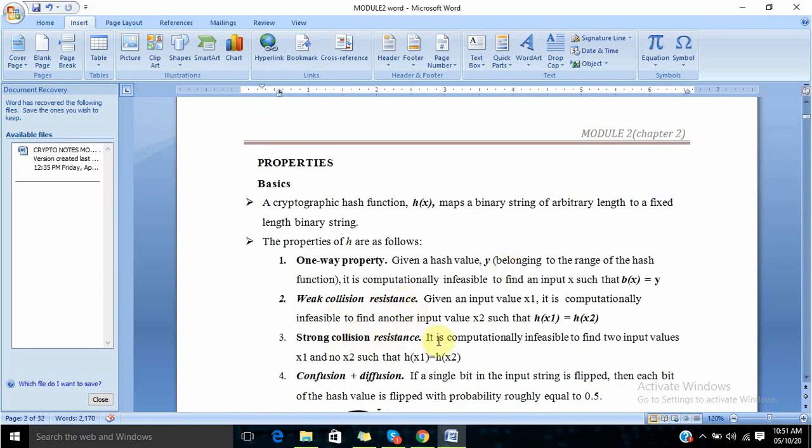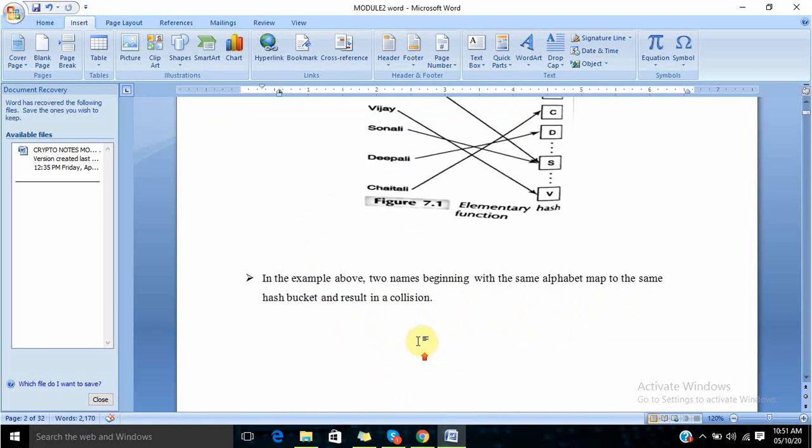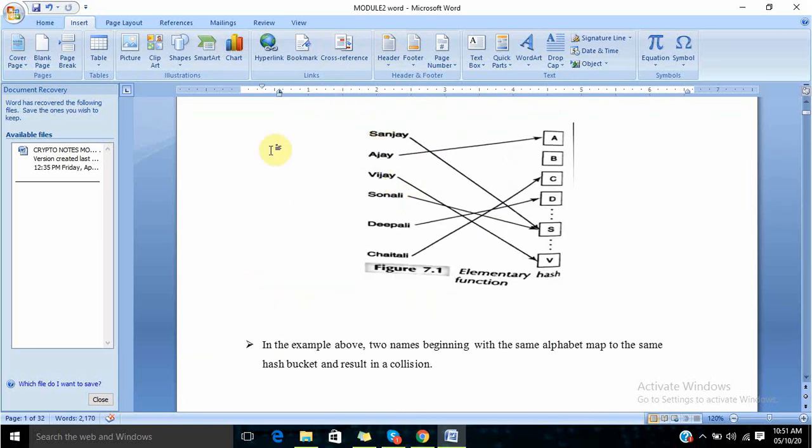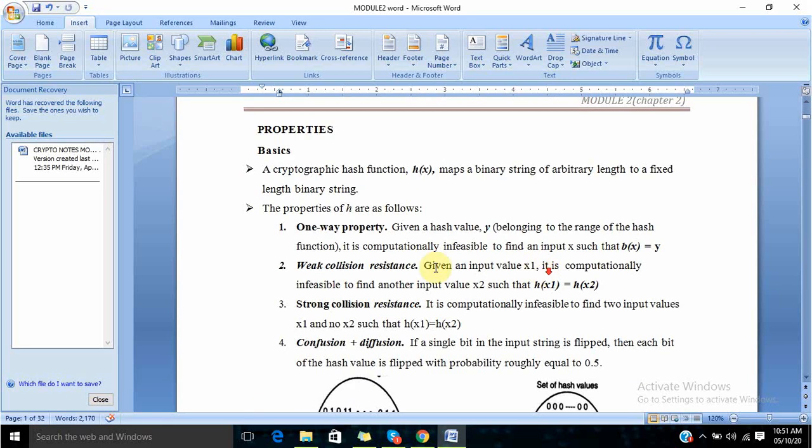Next is strong collision resistance. In weak collision resistance, at least x1 was given. Here, x1 is not given either; you need to find both x1 and x2 such that h of x1 and h of x2 are the same. For example, in the Sanjay and Sonali example, Sanjay is not given either; you need to find Sanjay as well as Sonali, which map to the same S. That is what they are telling.